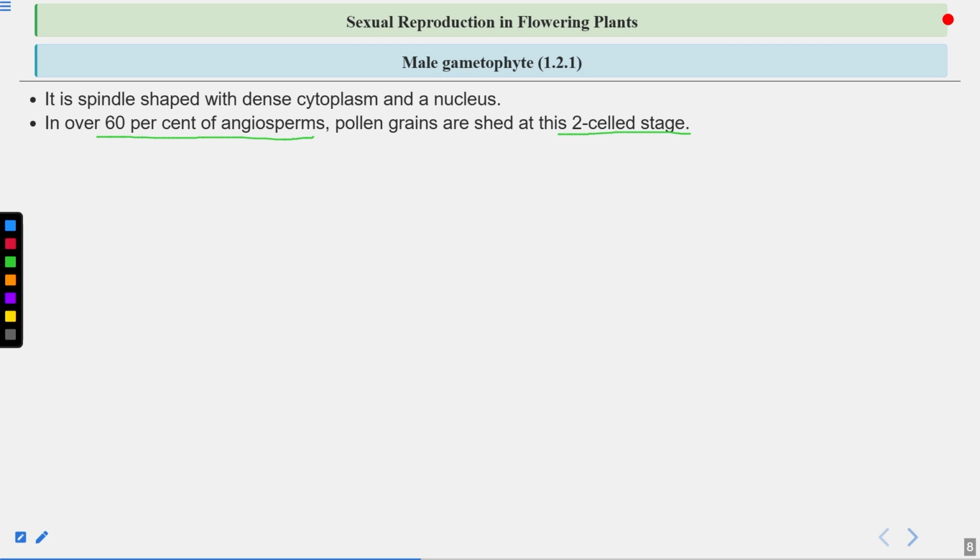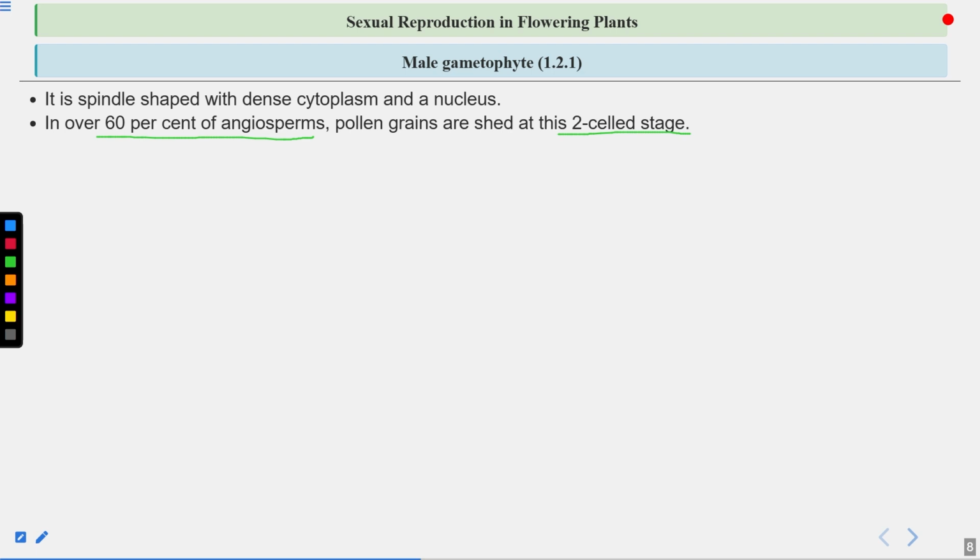What is the question in the DPP? Is the mature male gametophyte two-celled or three-celled? The answer given is three-celled in the DPP. Is it correct? Okay, I have to check about that. I don't remember a three-celled stage being there. I'll check about it, and then we will come back to it tomorrow.